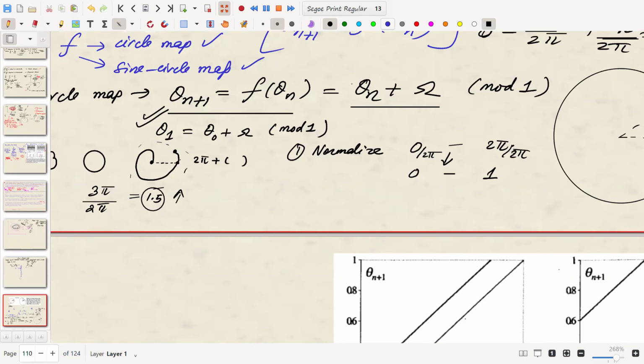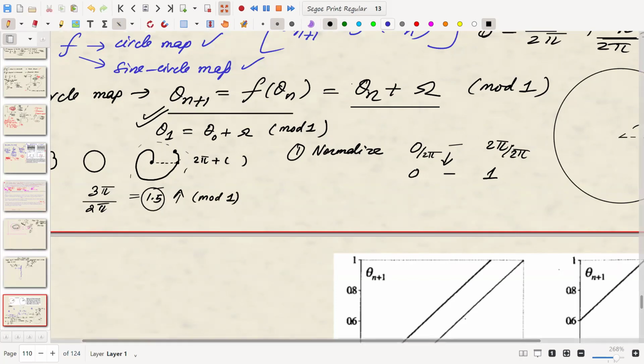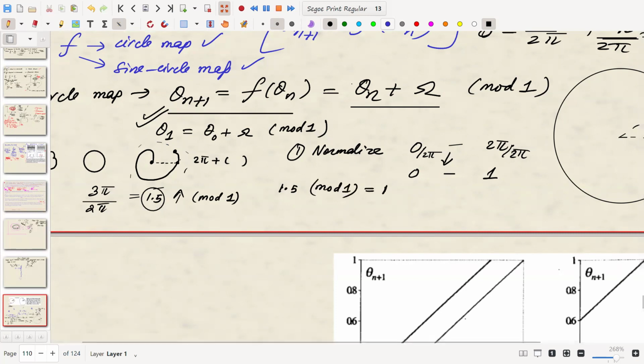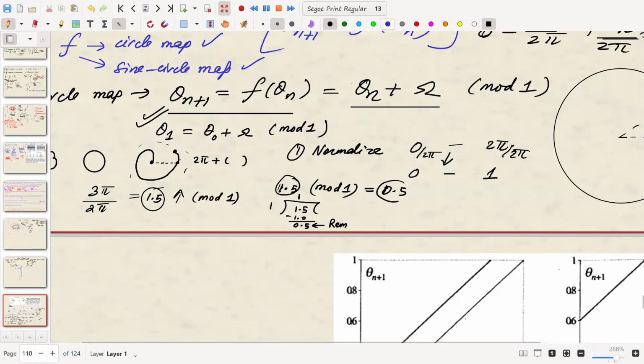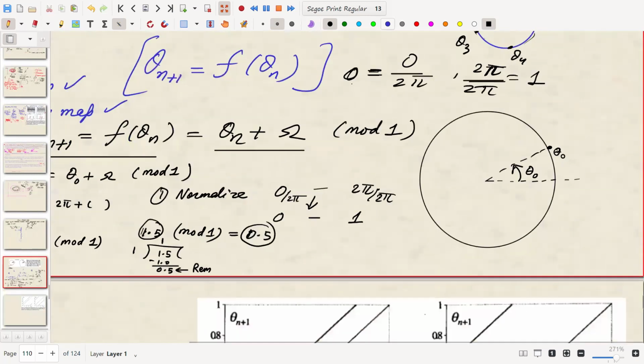How do you do it? That means if you say 1.5 mod 1, then the answer will be 1. Sorry, 0.5. What it does is it divides by 1 and you take the remainder. What is 1.5 divided by 1? 1 times 1 is 1.0, you subtract it, 0.5. Isn't it? So therefore, 1.5 mod 1 is nothing but 0.5.